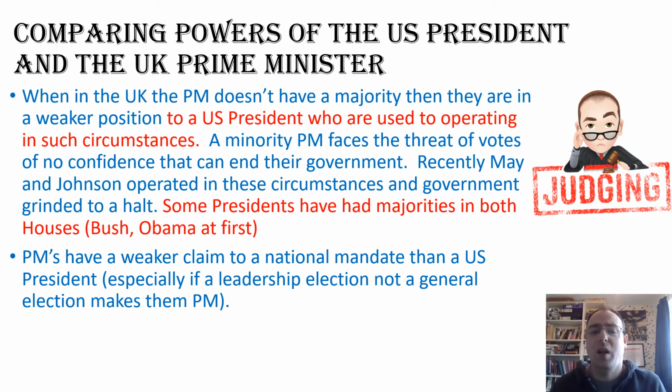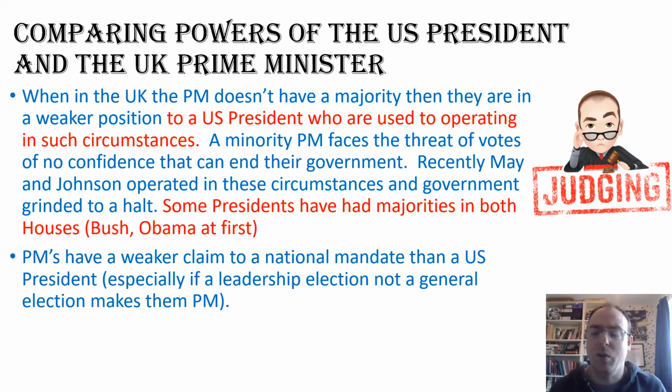When in the UK the Prime Minister doesn't have a majority, they are in a weaker position than a US president operating in the same kind of circumstances. When we saw May and then Johnson acting in the UK without a majority, they were essentially unable to do anything. And they then get hammered for it, because in the UK we are used to seeing prime ministers just being able to do what they want to do, and so they look incredibly weak. Whilst in the US it's not quite the same thing, because they are used to watching a divided government and therefore a president getting blocked by Congress.